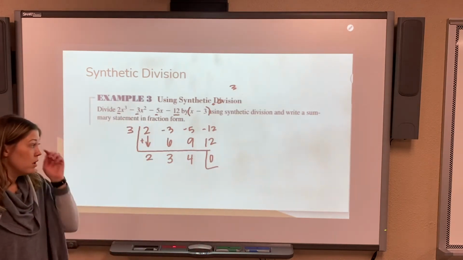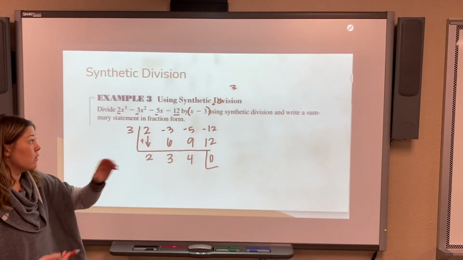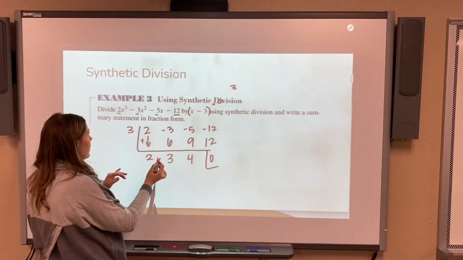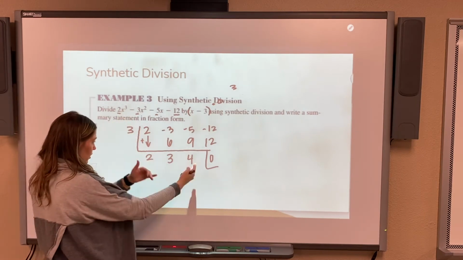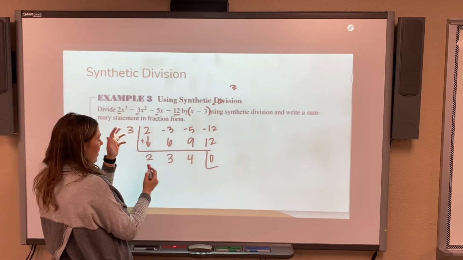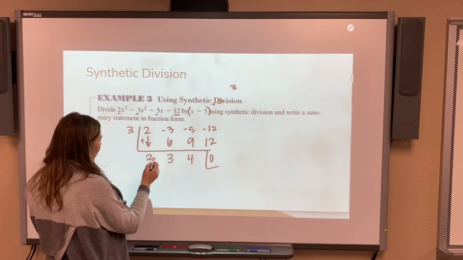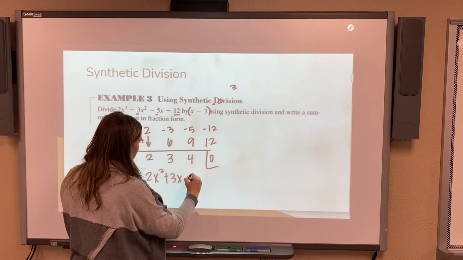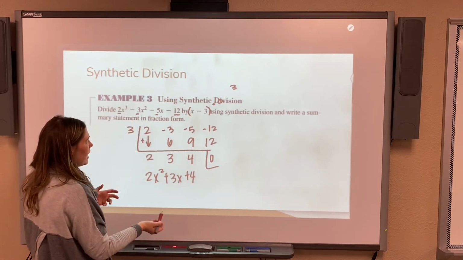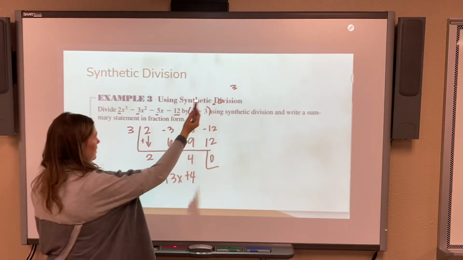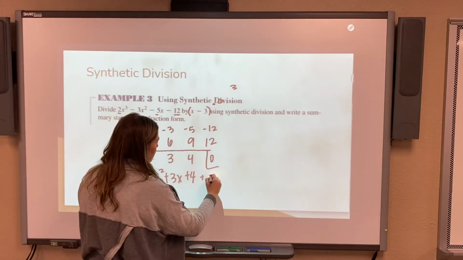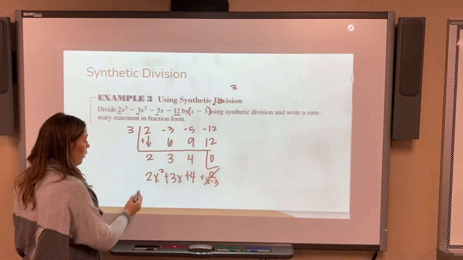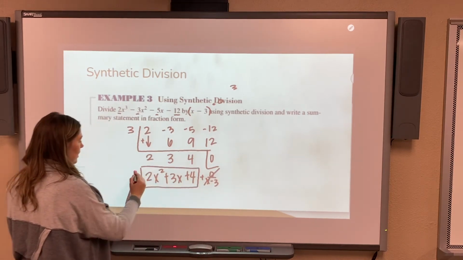Here we have a 0, so that tells us a lot of things. First, let me write our answer. If we divided this, it was a cubic, now it's a quadratic as our answer. So that would be 2x squared plus 3x plus 4. We wouldn't say plus 0 over x minus 3, if that's in fraction form. We don't need that. This right here is a divisor.